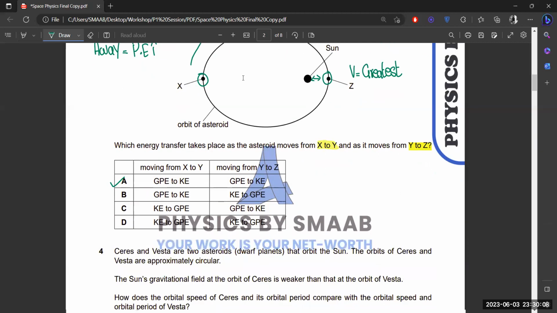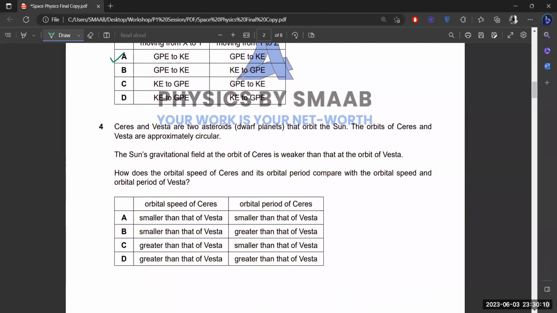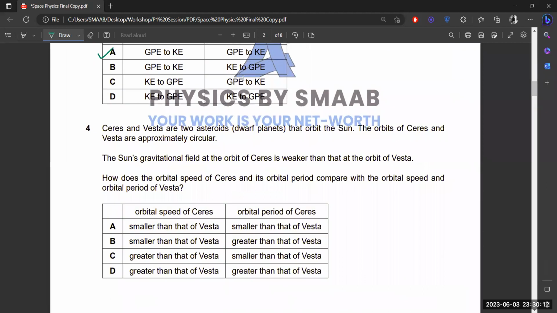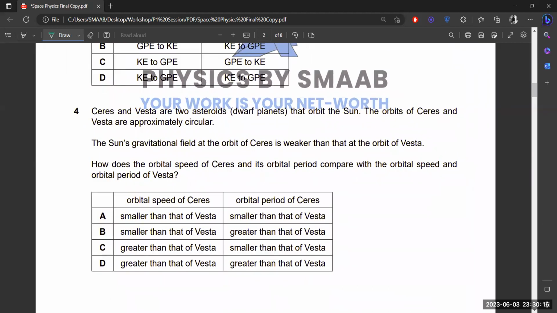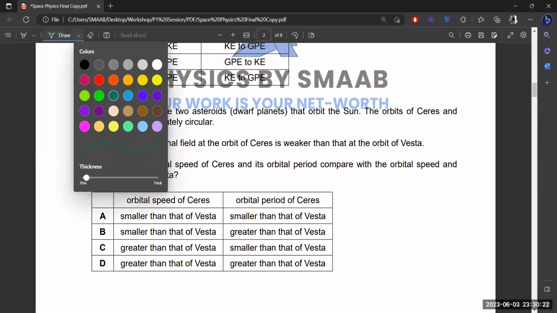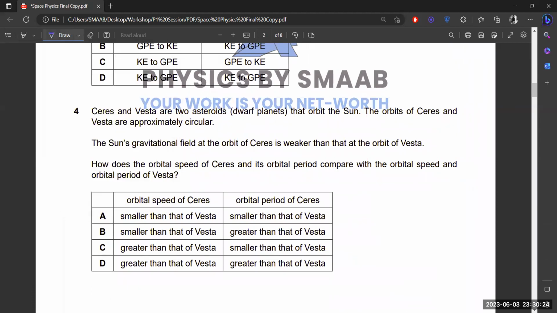Okay, question number 4. Ceres and Vesta are two asteroids. Now again, they are talking about asteroids. The orbits of Ceres and Vesta are approximately circular. Okay, now they are talking about circular shape. Let's check out the other statement.